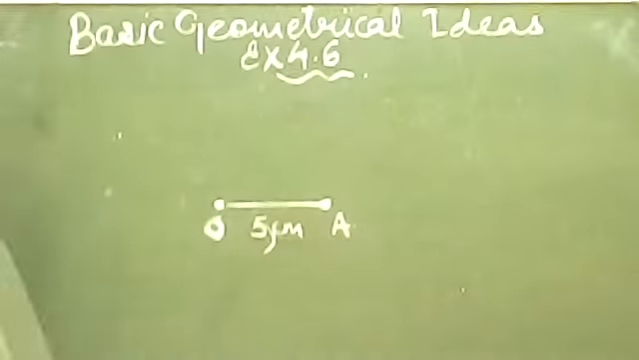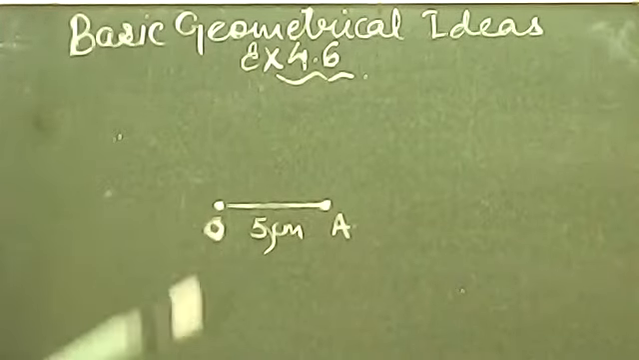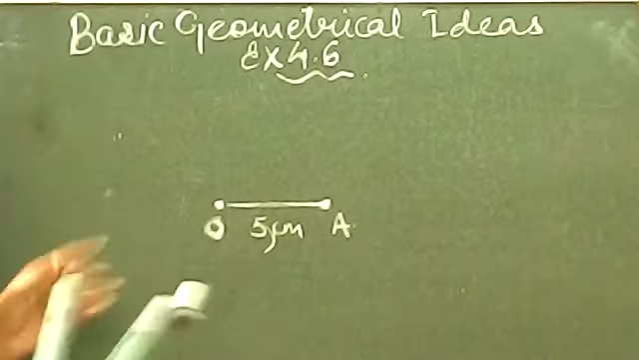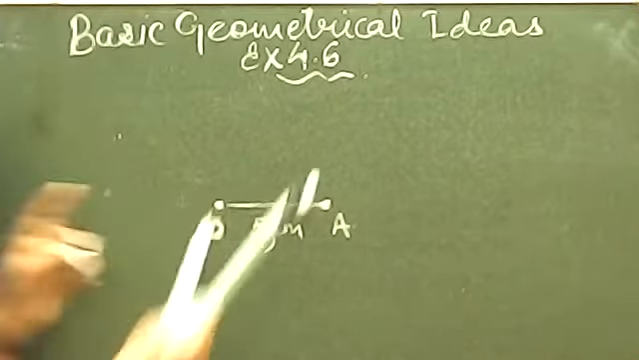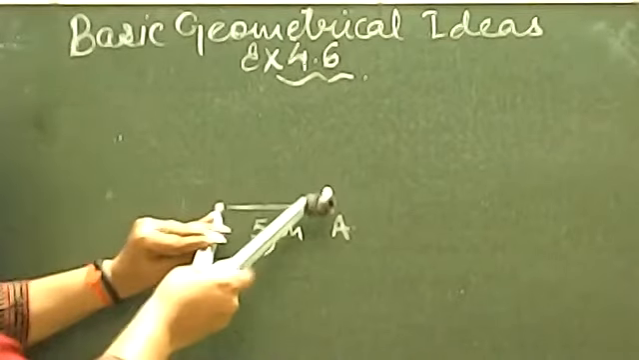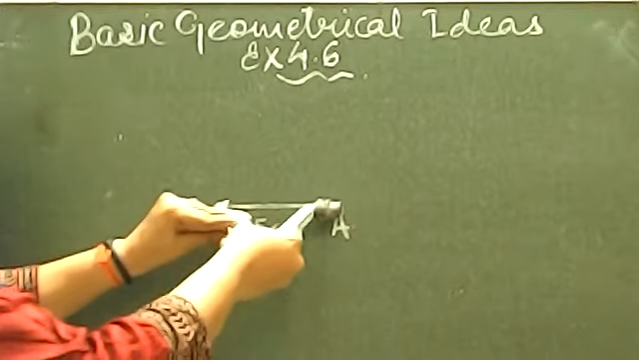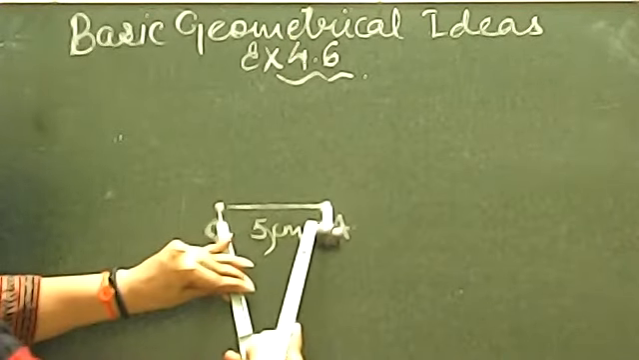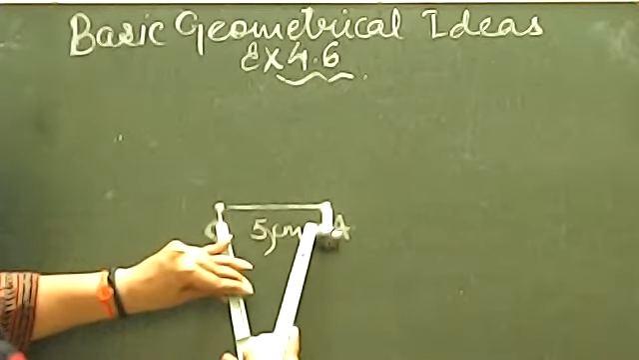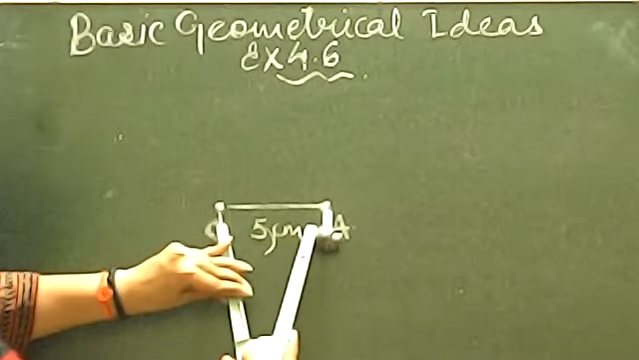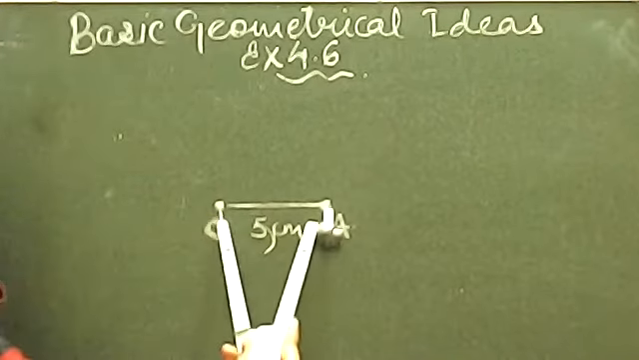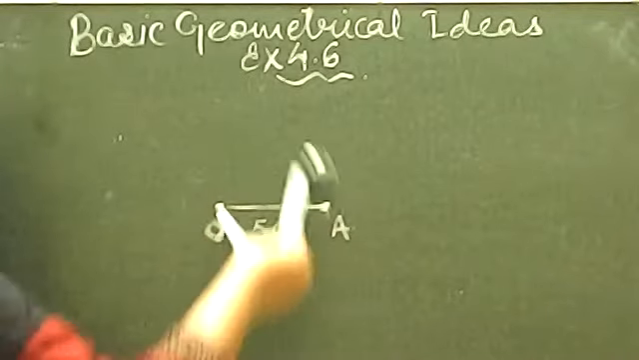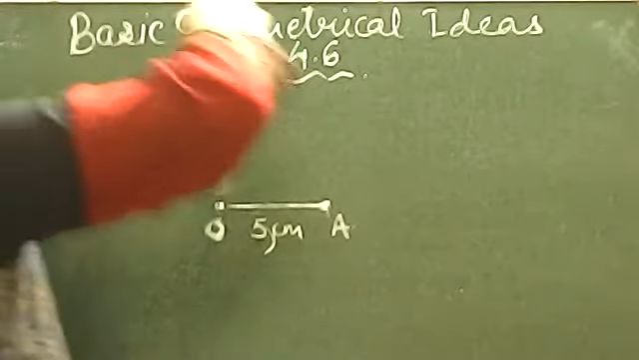Now I will take my compass in my hand and take the needle. The needle of the compass I will put on O, and the pencil part of the compass I will put on A. Now look at how we will put this. One will be on O, another will be on A. After this, I will start drawing the circle. You also draw along with me.